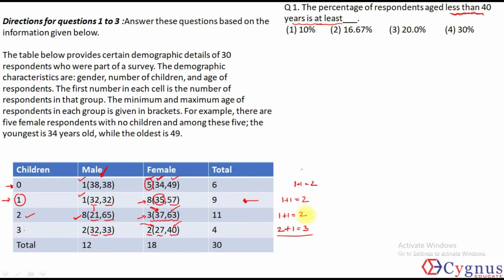2 plus 2 plus 2, that is 6. 6 plus 3 will give you how much? 9. Out of how many? 30 people were surveyed. So 9 out of 30. How much percent? 30%. So my answer becomes fourth option. Fine.